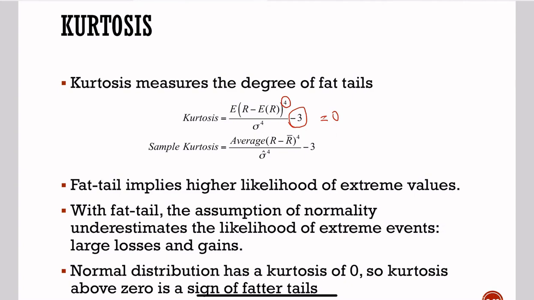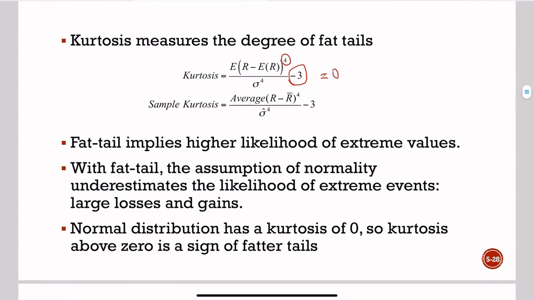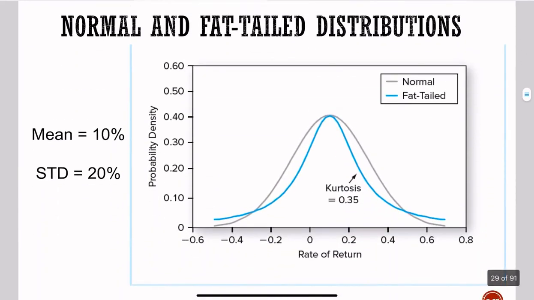And what does fat tail exactly mean? Well, it basically means the more extreme values have higher likelihood compared with a normal distribution. And let's see how this works.